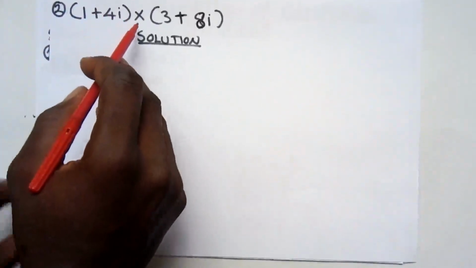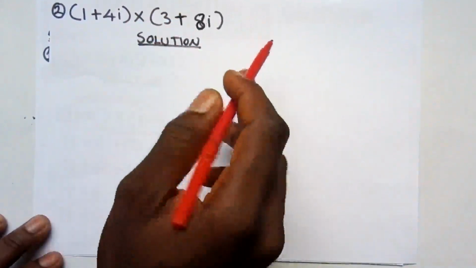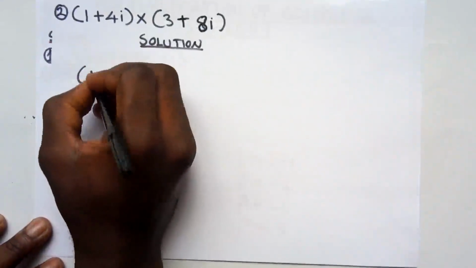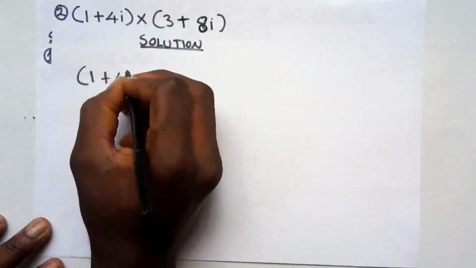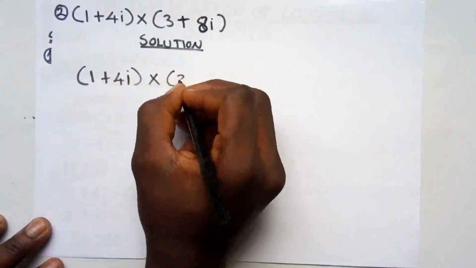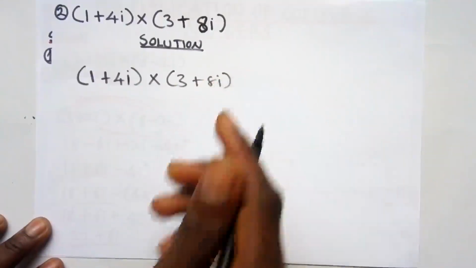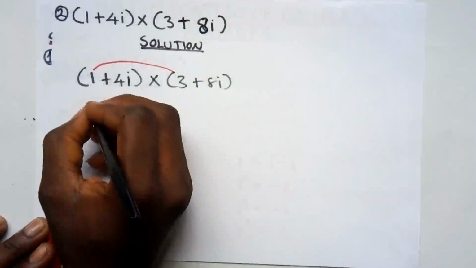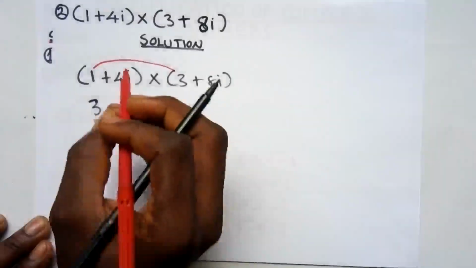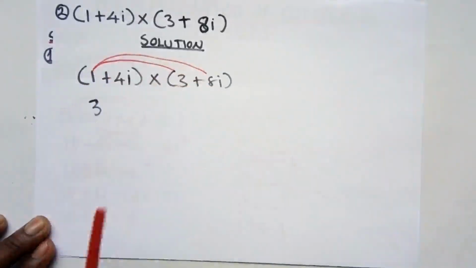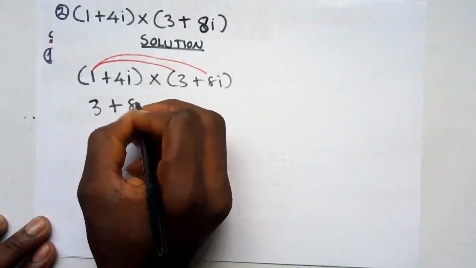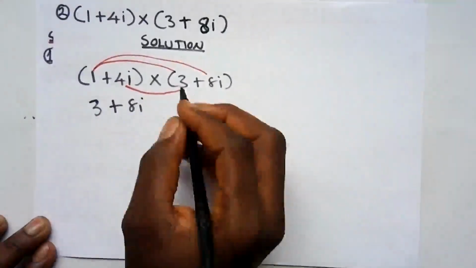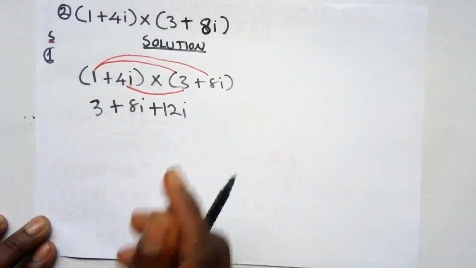1 plus 4i multiplied by 3 plus 8i. Look at the way we do it. 1 plus 4i multiplied by 3 plus 8i. Just follow the pattern. 1 multiplied by 3 gives us 3. 1 multiplied by 8i gives us plus 8i. 4i multiplied by 3 gives us plus 12i.